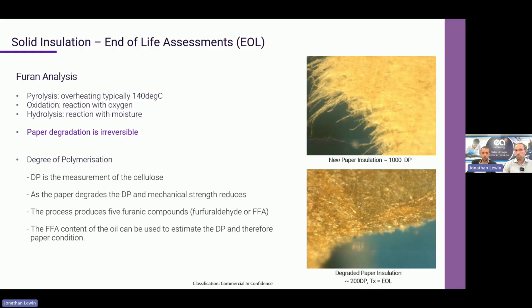When it comes to the lab, what we look for is the furanic compounds. These are compounds that develop in oil as the paper degrades in the asset. And from 2-furfuraldehyde, FFA or 2-FAL, all names for the same compound, we can estimate the health of your paper within your transformer.